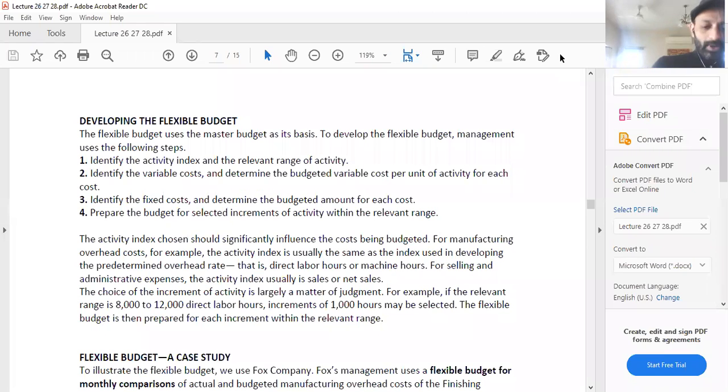Welcome to lecture number 27. Lecture number 26 में we started with the concept of budgeting. Then we also talked about a static budget.